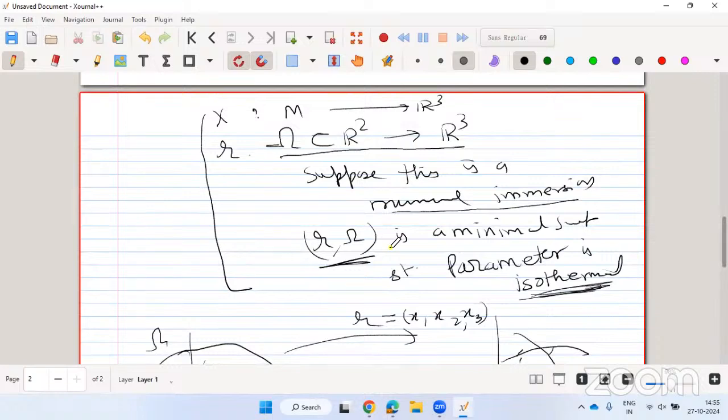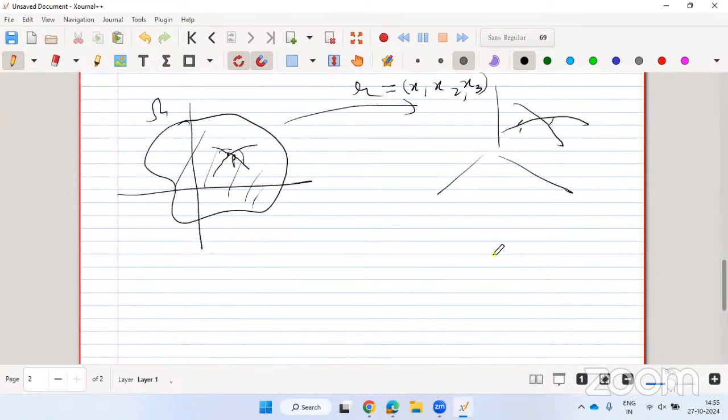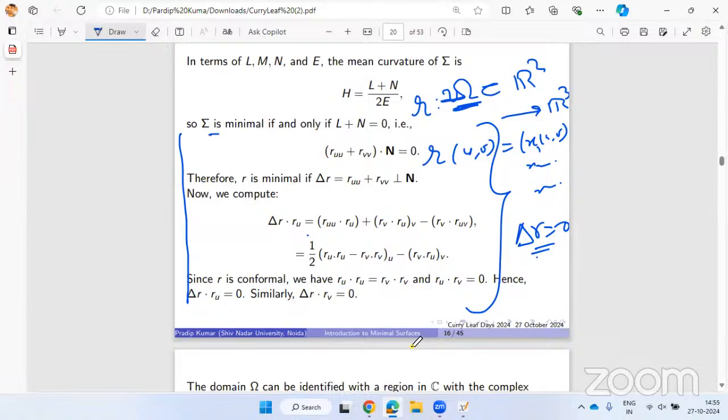Then it turns out that R_uu, the second partial derivative of R with respect to u, plus R_vv, sometimes denoted as the Laplacian of R, is 0. This is what I have written here: sigma is minimal, meaning X, M is minimal, if the Laplacian is zero, if it is harmonic. If delta R is 0, what does delta R mean?